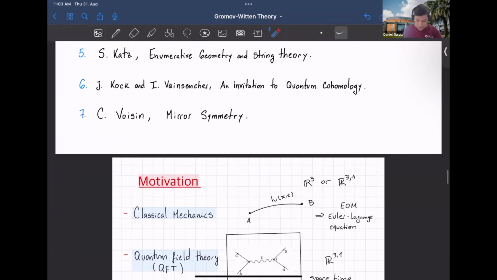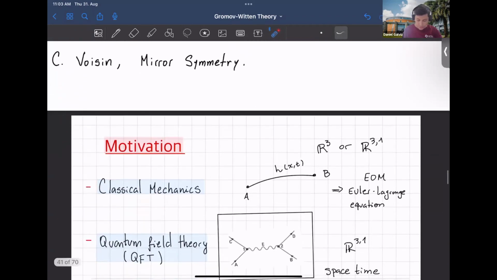Okay, so our motivation. Maybe you are familiar with quantum mechanics, and then you know that if you want to know the path of a particle going from point A to point B, this will be given by the equation of motion. And the equation of motion is derived from the Euler-Lagrange equation, which is given by the Lagrangian. So once you define the Lagrangian, it will tell you the path from point A to point B, in Euclidean space or Minkowski space.